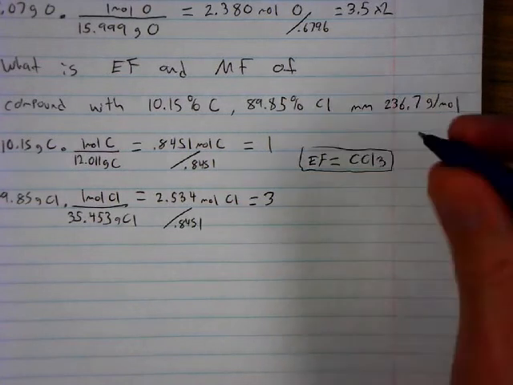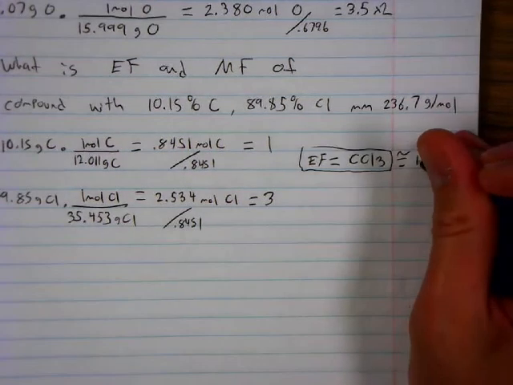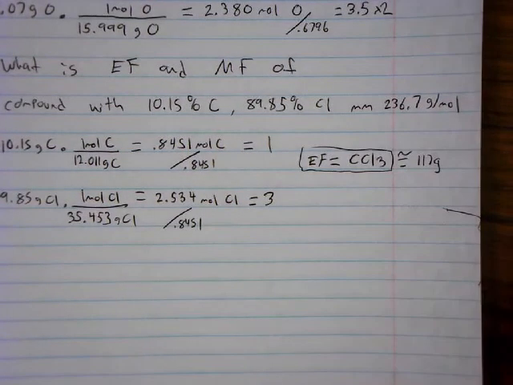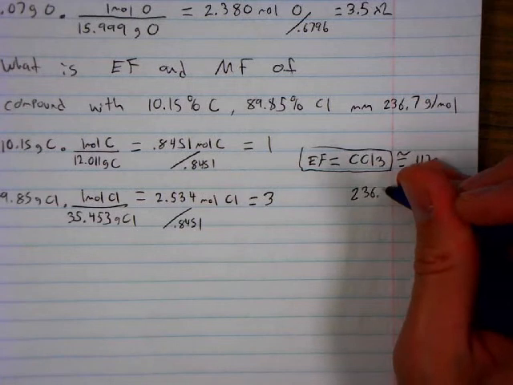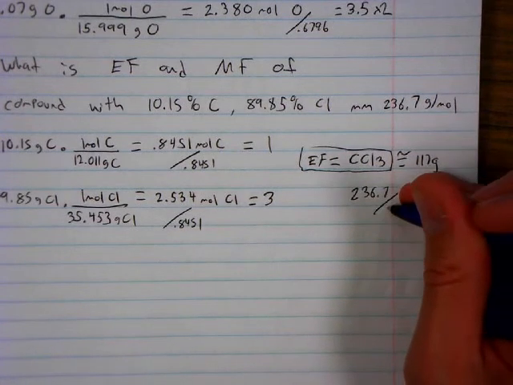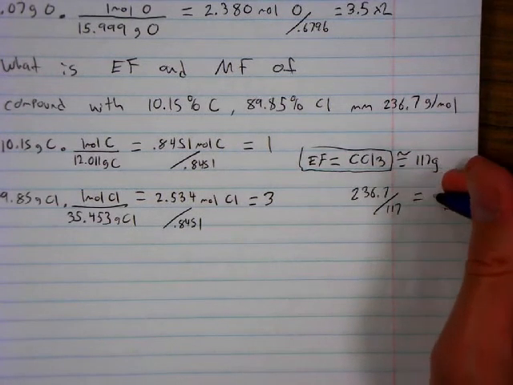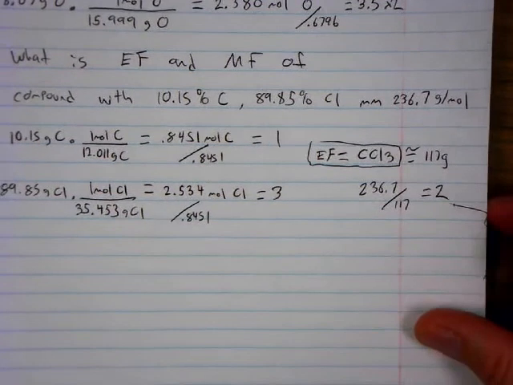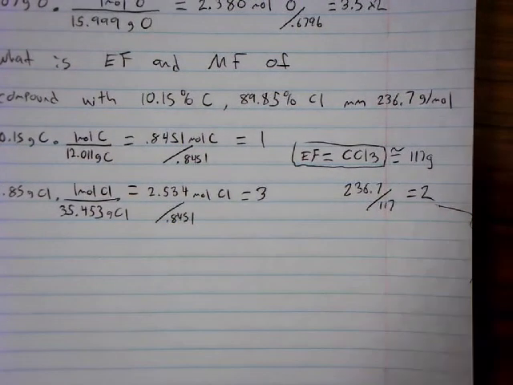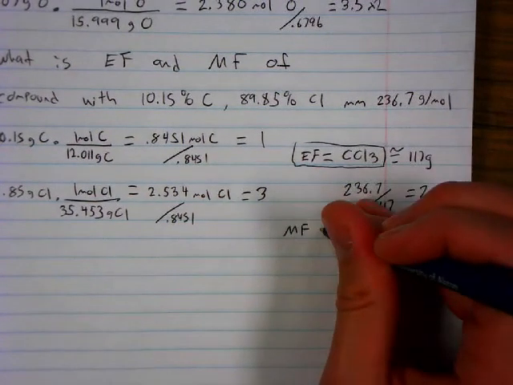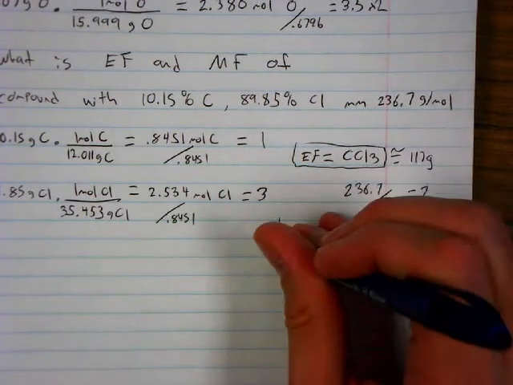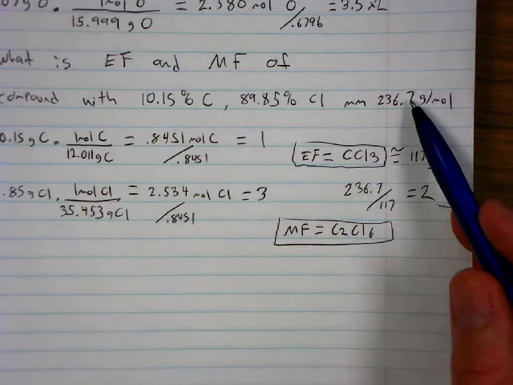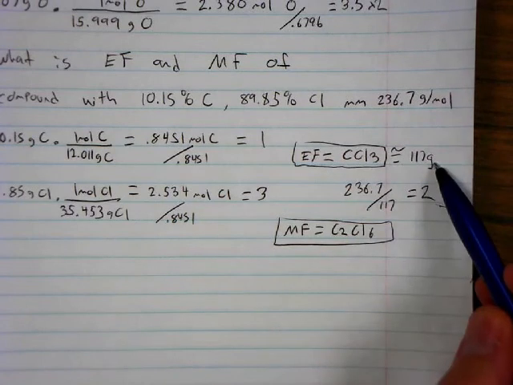So I know that carbon is 12, so I've got 12. I know that chlorine is 35. 35 times 2 is 70, plus another 35 is 105. 105 plus 12 is approximately 117 grams. And I know this should be a whole number, that 236.7 divided by 117 gives me 2, which should be a whole number ratio.